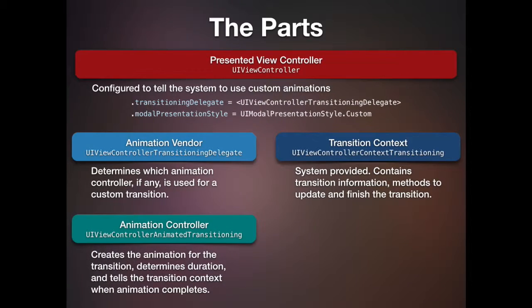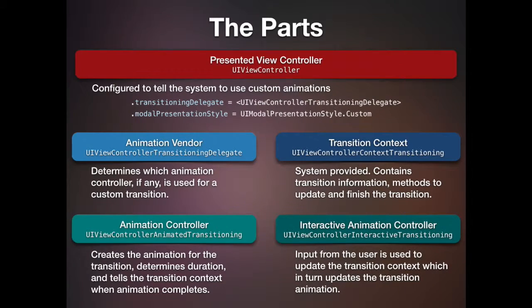The animation controller implements UIViewControllerAnimatedTransitioning, and this is what actually does the meat of the animation. This is where you're actually going to be writing your animation code to say, take this layer, put it over here, resize it to this, and then through our callback functions, we'll know when to tell the transitioning context when everything is all wrapped up.